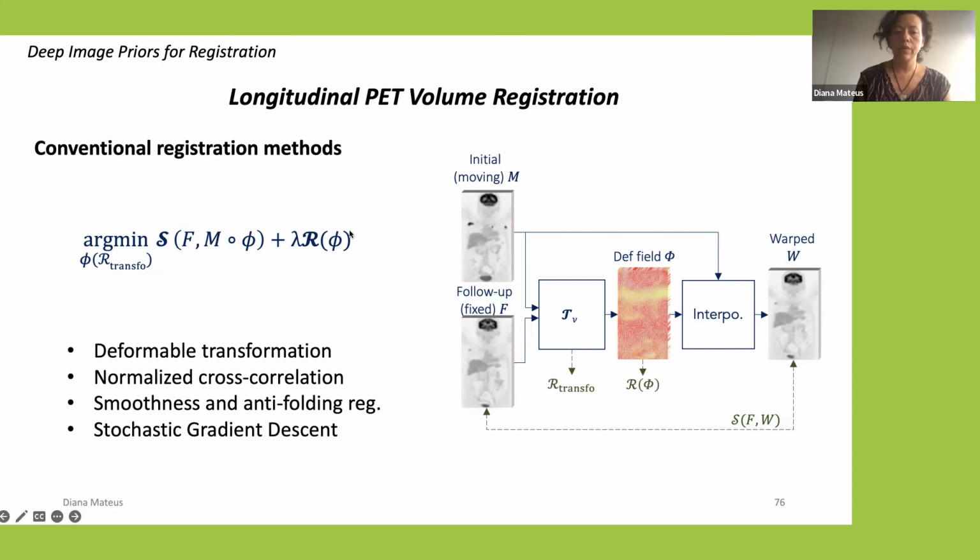And then sometimes we have regularization terms in order to control how this deformation field looks. So a typical conventional registration method for a deformable transformation uses, for instance, normalized cross correlation as the similarity between the two images. And for the regularization terms, it might use smoothness or anti-folding regularization terms. And you can optimize such cost functions using stochastic gradient descent.